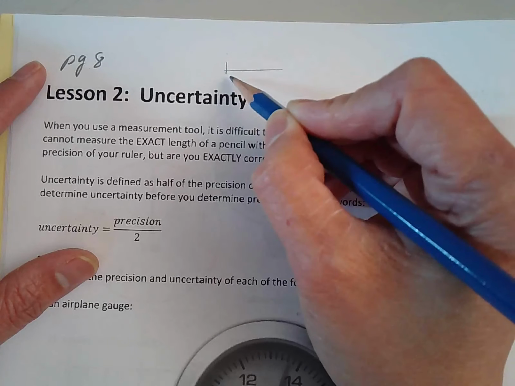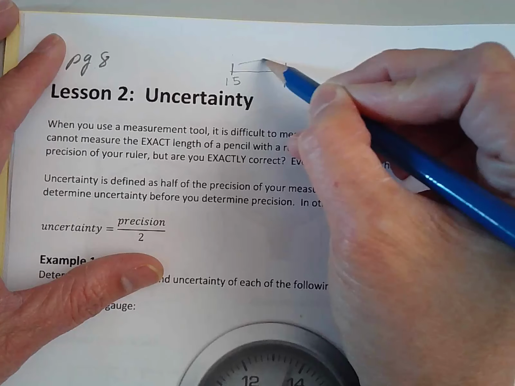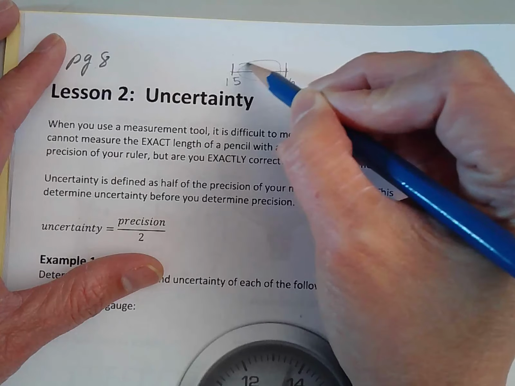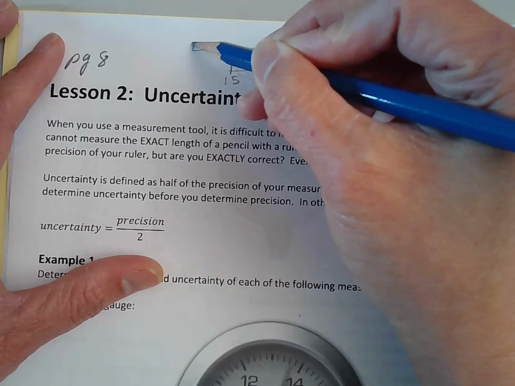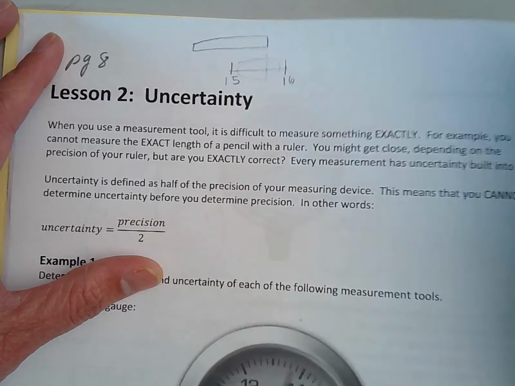So let's say when you have a measurement from 15 to 16, right? So this is a measuring device, and I kind of zoomed in on 15 and 16. Let's say we have a measure, this is our pencil, for example, and it lands over here. Now we know it's going to be between 15 and 16, but there's a level of uncertainty because we cannot say with 100% certainty what the measurement of the pencil is.